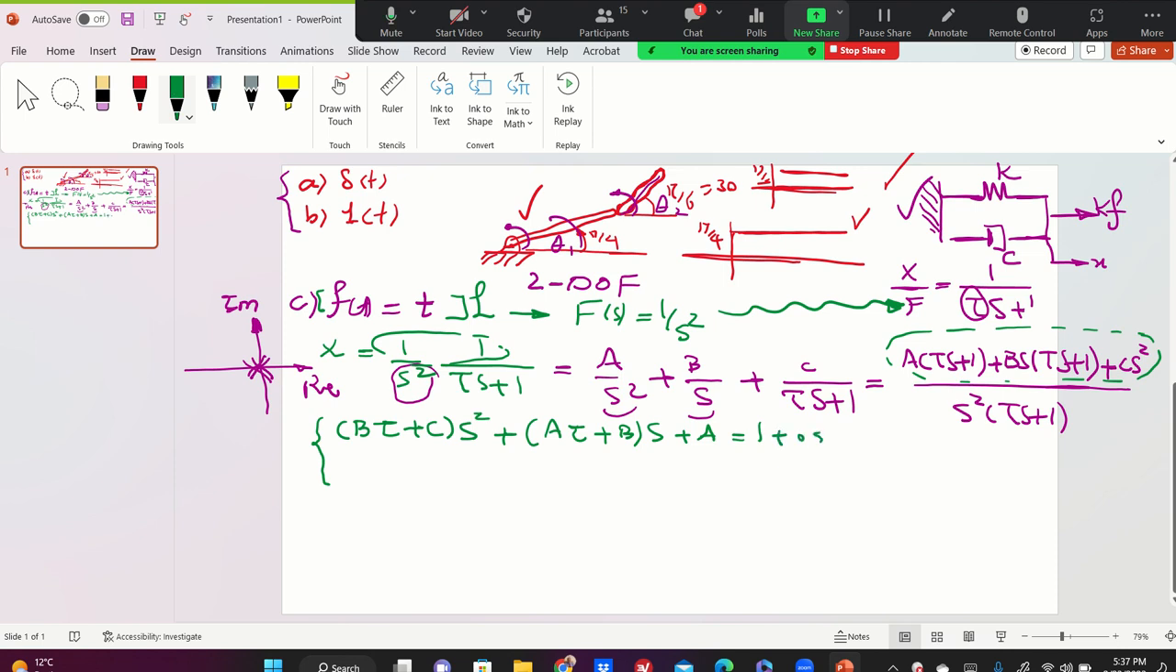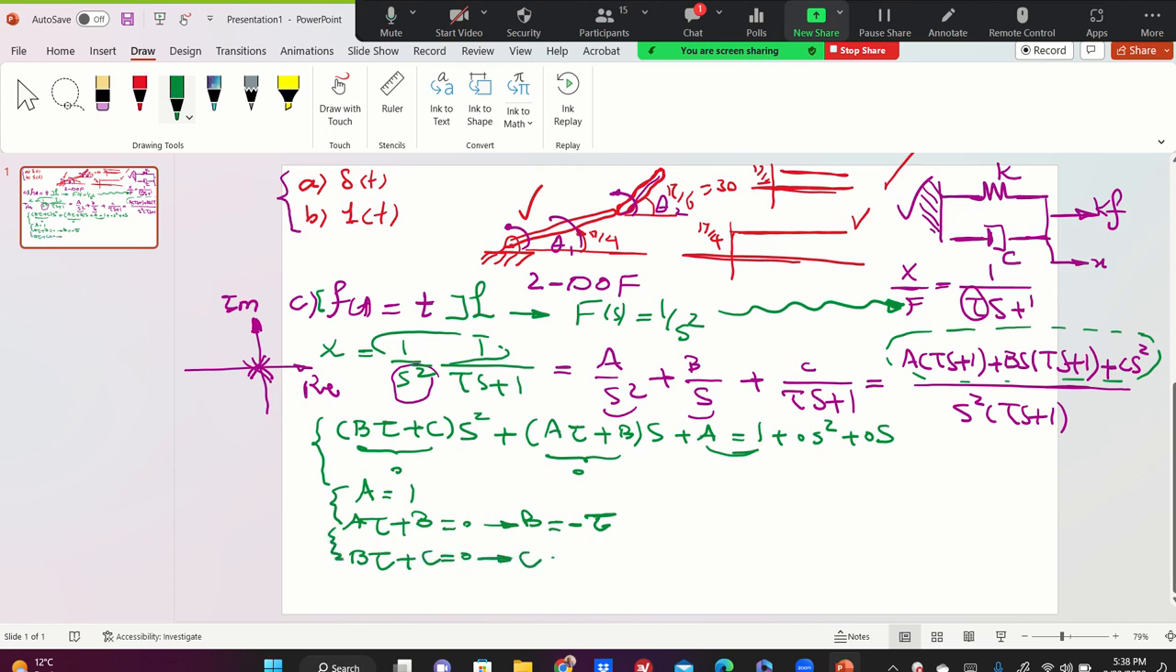This means 0 s squared plus 0 s. So this is 0, this is 0, and A is equal to 1. Having A equal to 1, you can use this here: A tau plus B equals 0. Just put it here, you get B as minus tau. Then you put it here: B tau plus C equals 0. You put it here, you get C equal to tau squared.